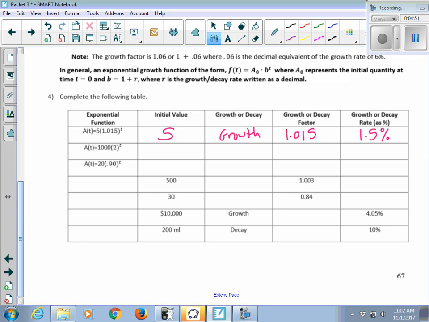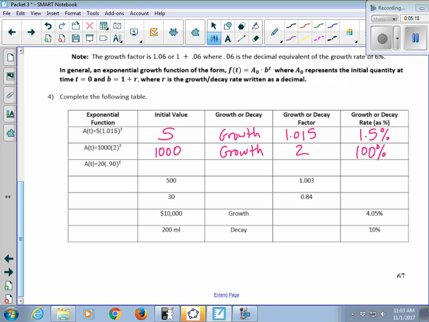All right, if a of t is 1,000 times 2 to the t, my initial value is 1,000. It's growth because my growth factor is 2, and that's bigger than 1. And my growth or decay rate, take your 2, subtract the 1, and you get a 1, which is 100%. Right? If your salary is doubling every year, then you're getting a 100% raise.